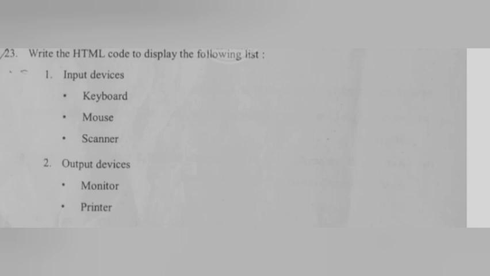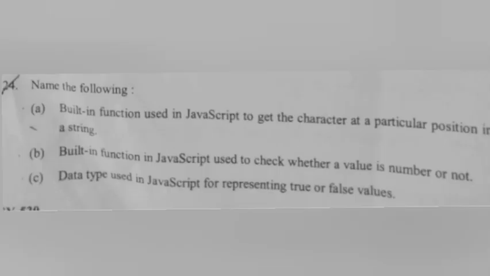23. Write the HTML code to display the following list. 1. Input devices: keyboard, mouse, scanner. 2. Output devices: monitor and printer. Answer: 24. Name the following. A. Built-in function used in JavaScript to get the character at a particular position in a string. Answer: B. Built-in function in JavaScript used to check whether a value is number or not. Answer: C. Data type used in JavaScript for representing true or false values.